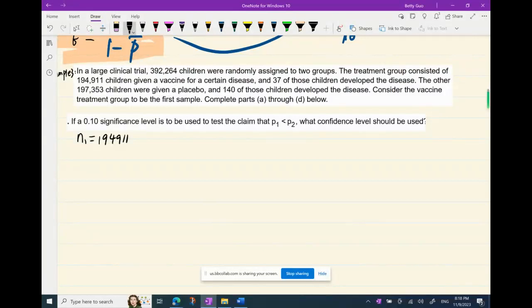And 37 children developed the disease, so x sub 1 is 37. The other 197,353 children were given placebo. 140 x sub 2 developed disease.